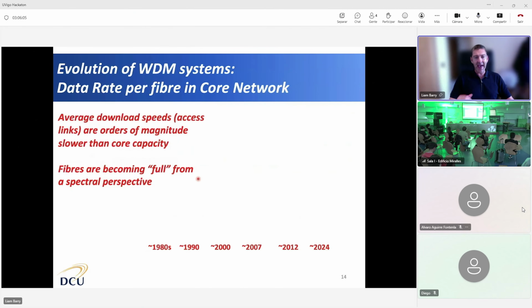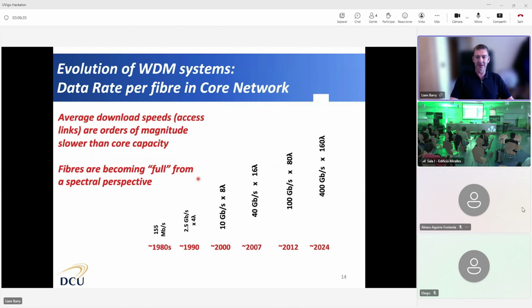This graph is showing the evolution of our wavelength division multiplex systems over the last 40 years. The very first optical systems that were installed used a single wavelength, and that wavelength could carry maybe 155 megabits per second. Then in the 1990s, we had the very first wavelength division multiplex systems with 4 wavelength channels, and we gradually increased the data rate per channel and the number of channels. We're now up to probably 160 wavelengths on a single fiber, and each wavelength can carry maybe 400 gigabits per second. So you can see the total data rate per fiber has really exploded over the last 4 decades.